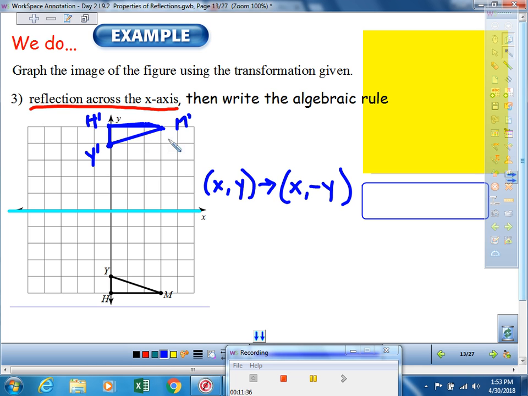So let's look at the ordered pairs for M and M prime. M is going to be what? (3, negative 5). And what's M prime? (3, 5). So you see how the x value stayed the same, but the y value is the opposite. Because remember, the negative means opposite of y. So if negative 5 was your y, then the opposite of negative 5 is positive 5. So only your y value is changing. Question?